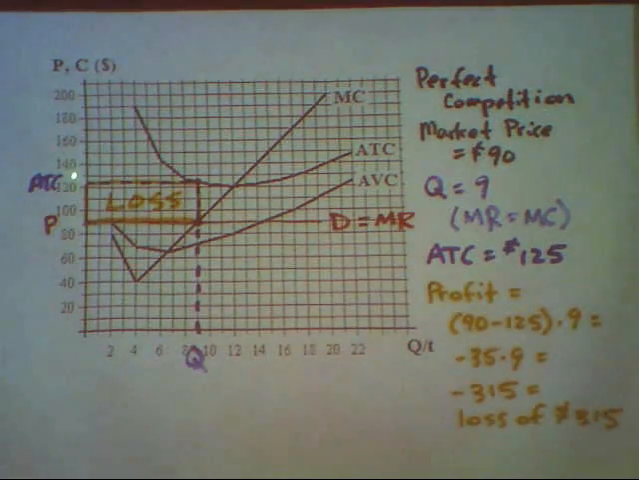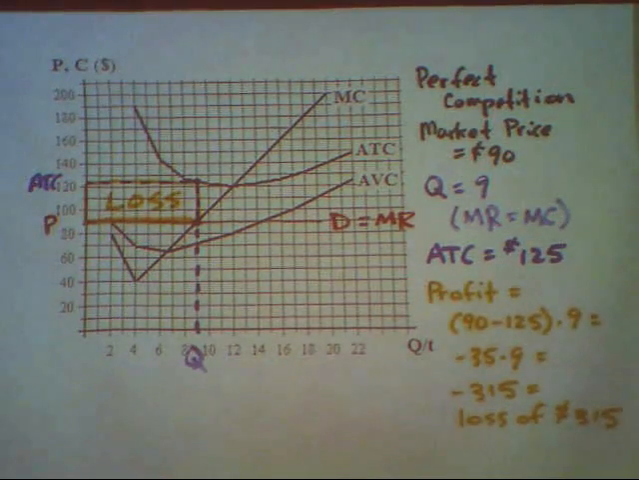So here you have their loss represented on the graph. This rectangle is 35 by 9. So its area measures their loss of $315. Now that's the best this firm can do if the price is 90.